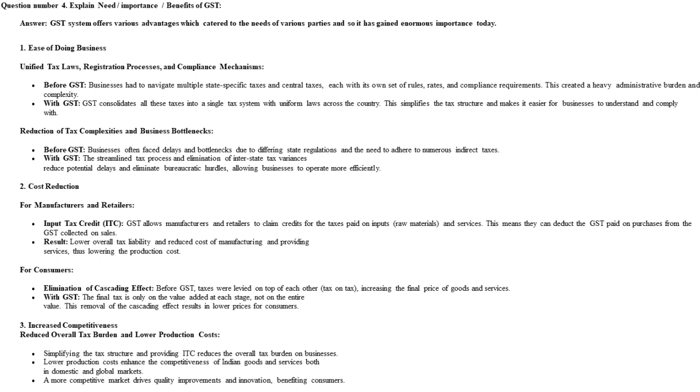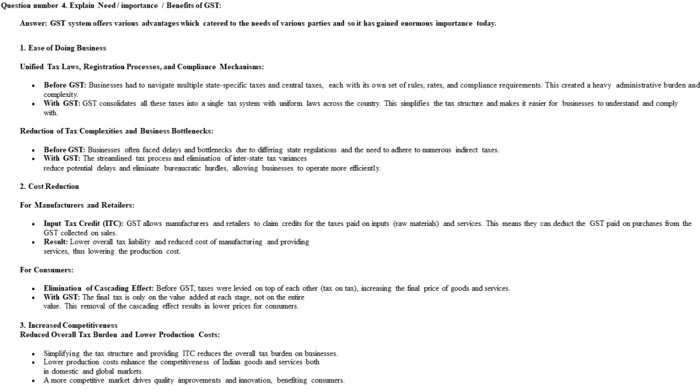Reduction of tax complexities and business bottlenecks. Before GST, businesses often faced delays and bottlenecks due to differing state regulations and the need to adhere to numerous indirect taxes. With GST, the streamlined tax process and elimination of interstate tax variances reduce potential delays and eliminate bureaucratic hurdles, allowing businesses to operate more efficiently.